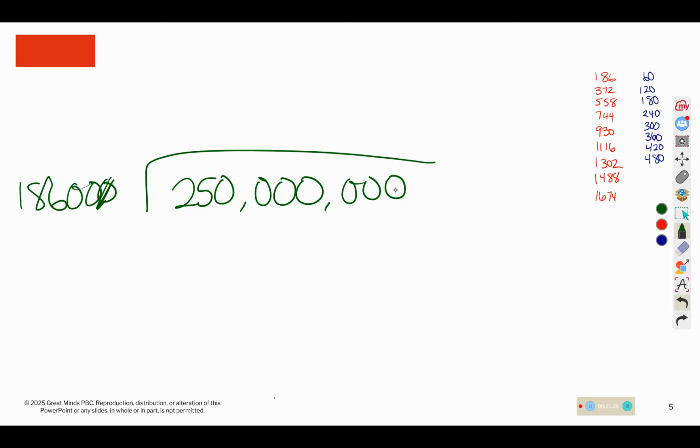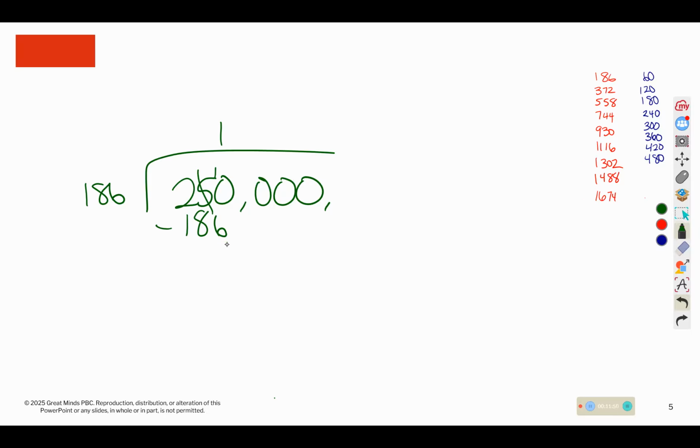Remember, we can eliminate tens to work with smaller values. So 186 fits into 251 time. 10 minus 6 is 4. 14 minus 8 is 6. Bring down a 0. That fits in 3 times.